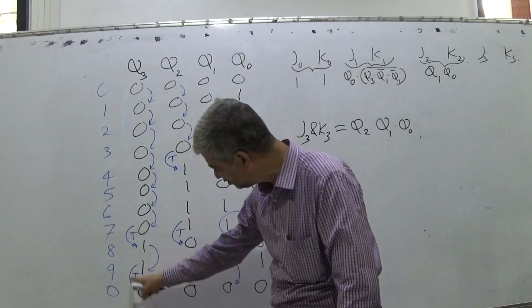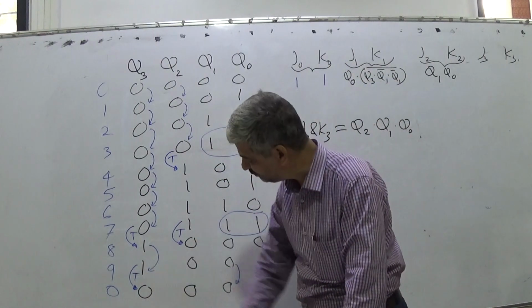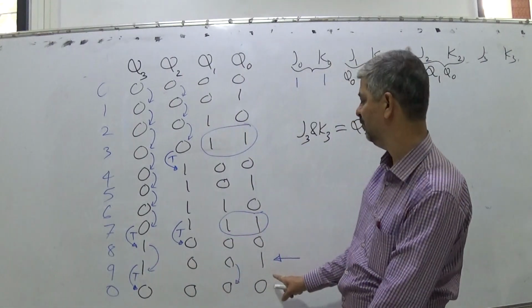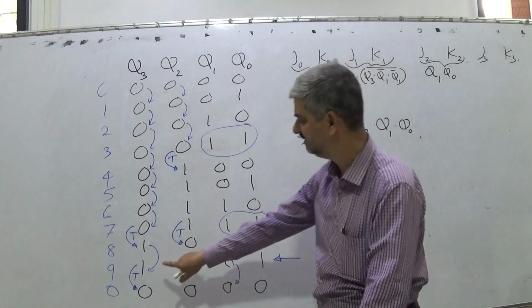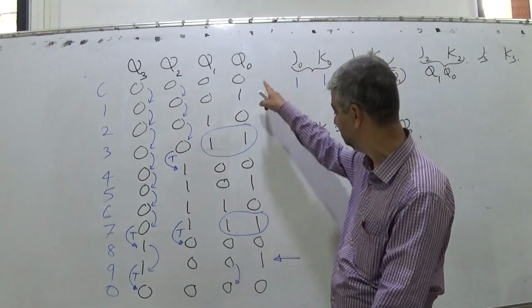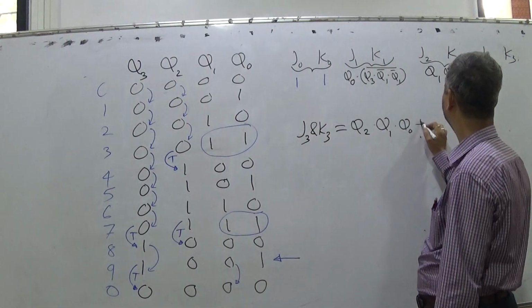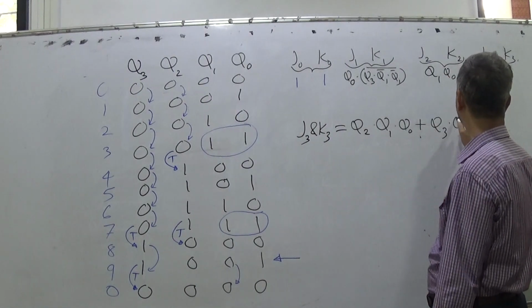What is special in this case, what kind of logic we should apply such that it is there only for this case? Only for this case you find that this is remaining 1 only for 2 times. Out of that, this is 0 here, this is 1 here. So I can say plus Q3 dot Q0.